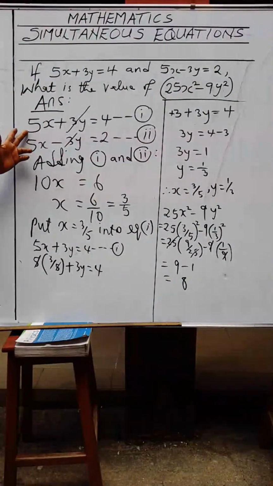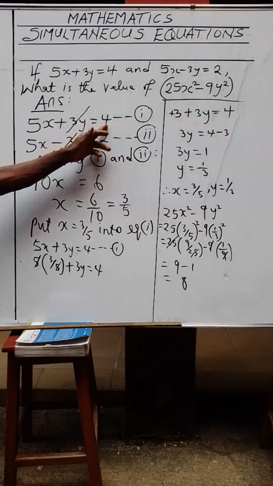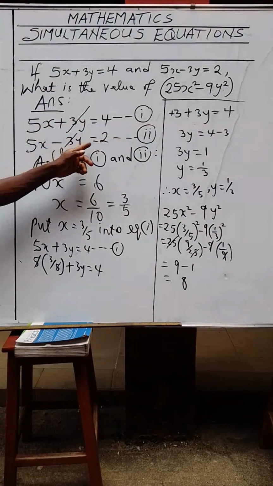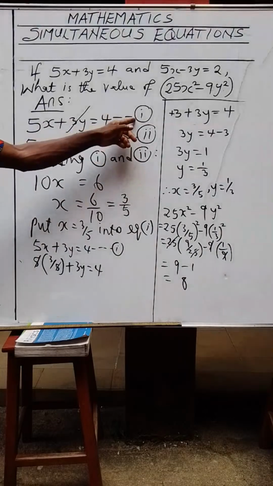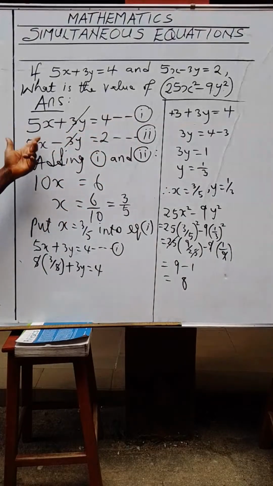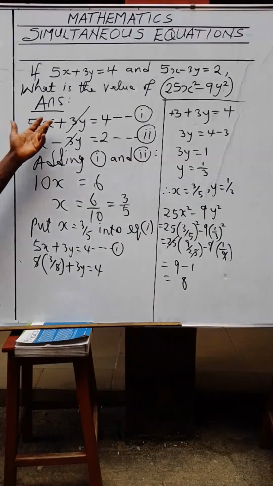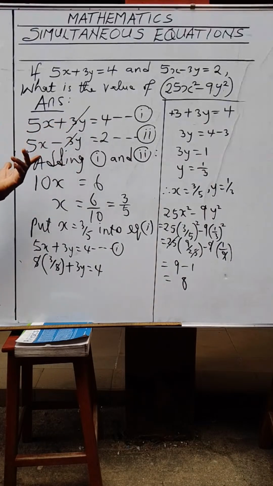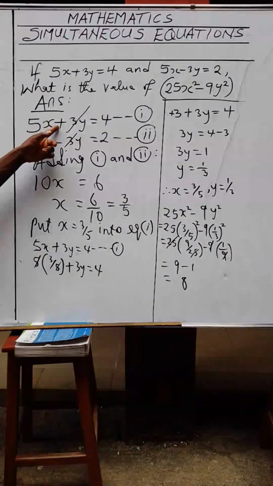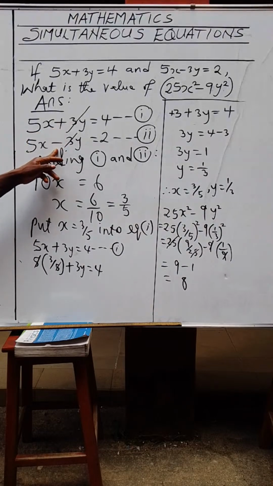So we are given 5x plus 3y equals 4 and 5x minus 3y equals 2. So this is equation 1 and 2. Now looking at the equation, you can see that it's very easy to deal with. But the substitution method here is very cumbersome because there are coefficients. So the best thing to use is the elimination method, especially when you are seeing minus and plus. Here we have plus and here we have minus. So it's easier for us to just add the two equations.